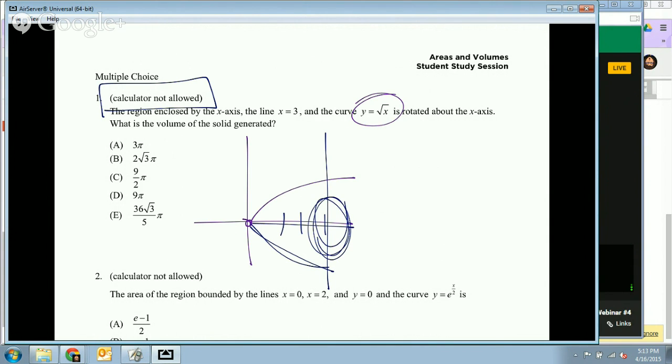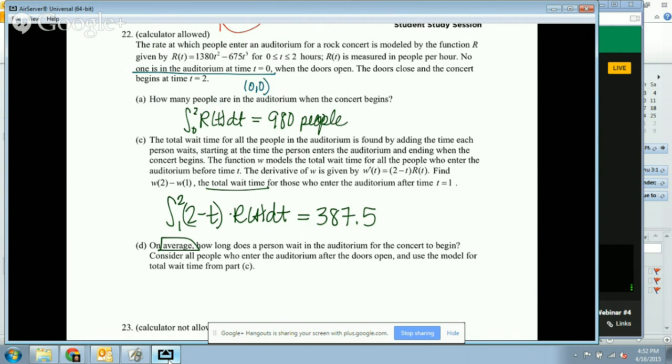So notice that there's no hole cut out of the middle. It's a solid area that I'm taking a look at. So I know I'm not going to have an inside radius. I'm just going to have the one radius. So I know my radius is going to be the square root of x.